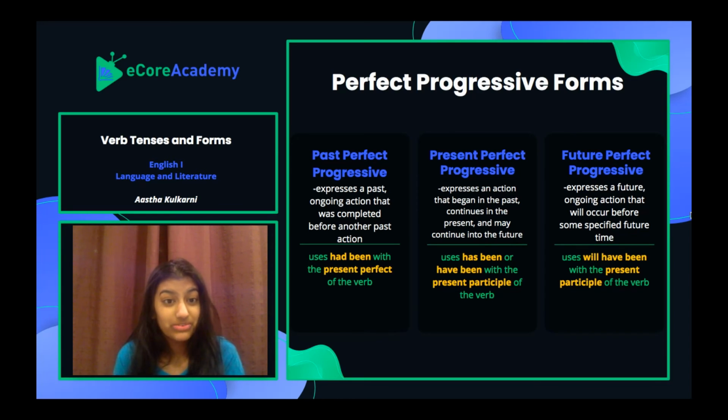We just talked about the perfect, so when you see the examples, it's kind of just like morphing the two together. We have present perfect progressive, which expresses an action that began in the past, continues in the present, and may continue into the future. So it uses has been or have been with the present participle of the verb. And then we have future perfect progressive, which expresses a future ongoing action that will occur before some specified time. And it uses will have been with the present participle of the verb.